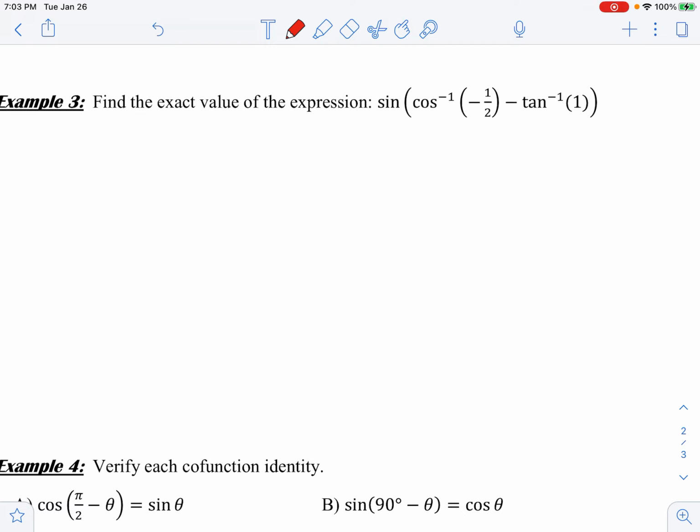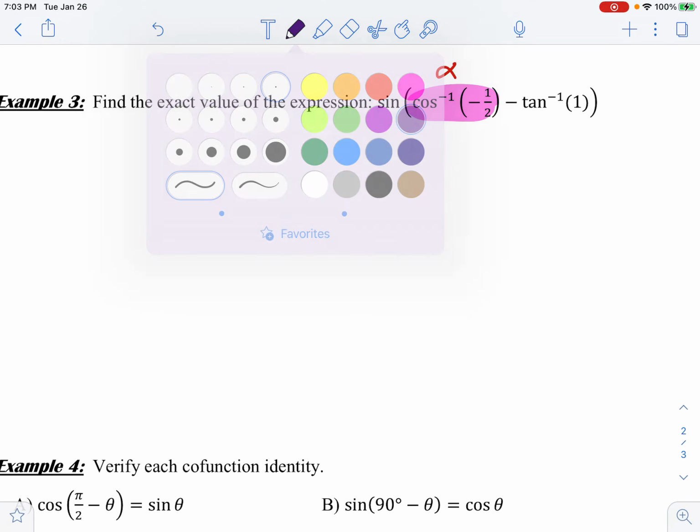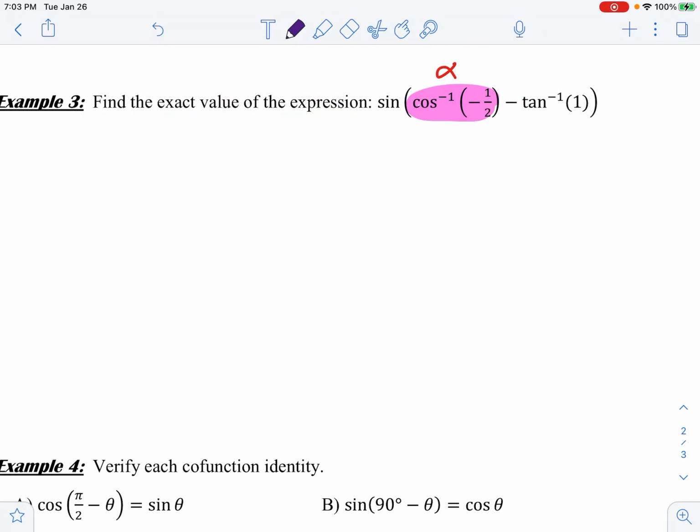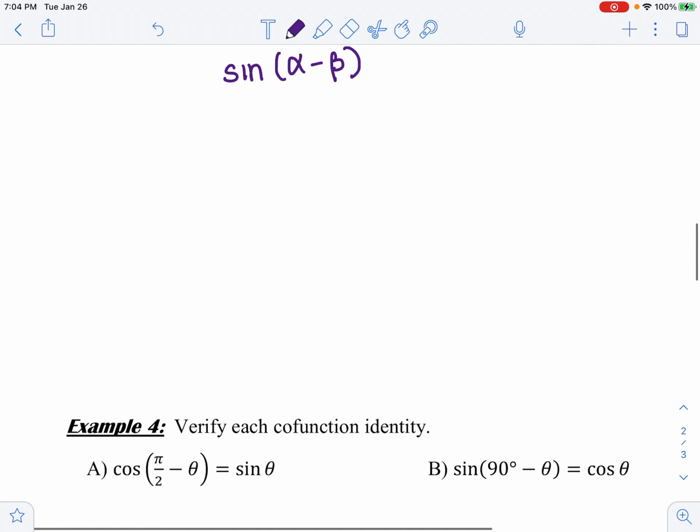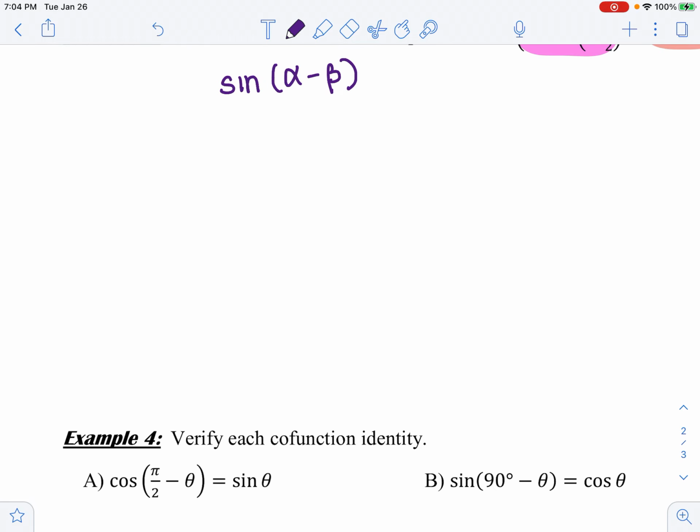Okay? All right, let's try another one that's similar here. Find the exact value of the expression. So once again, this is an inverse, so this is an angle, so I'm going to call it alpha. This is an inverse, okay? So this is also an angle, but it's a different angle, so I'll call it beta. So what we have here is sine of alpha minus beta.